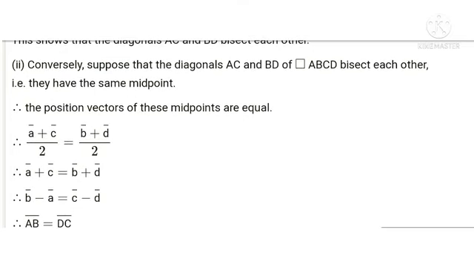Conversely, suppose diagonals AC and BD of a quadrilateral bisect each other. That is, they have the same midpoint. That is, we see that A bar plus C bar upon 2 is equal to B bar plus D bar upon 2.